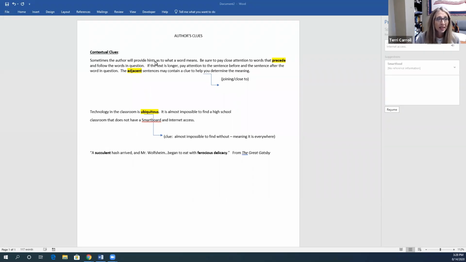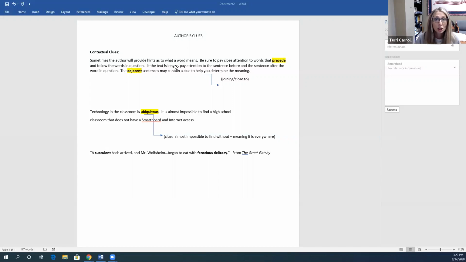Sometimes the author will provide hints as to what a word means. Be sure to pay close attention to words that precede and follow the words in question. Okay, so let's pretend like we have not already looked at the word precede and we don't know what that means. Well, let's look at this clue that the author has given us. The author says, pay close attention to words that precede and follow the word in question. So if I know that I have this word in question and the author's told me to look at the word that follows it or comes after, then I can take a context clue that maybe precede means the words before the word in question.